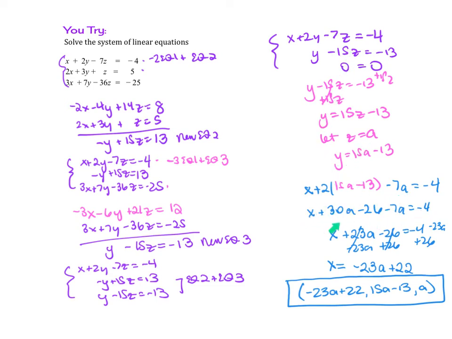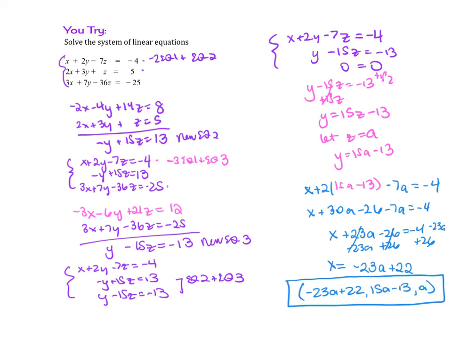Then you do the algebra involved with it. So distribute. This is x plus 30a minus 26 minus 7a equals negative 4. Simplify that all the way, you get x equals negative 23a plus 22. So that's what you write as your ordered triplet. You have negative 23a plus 22, then 15a minus 13, and then z equals a.